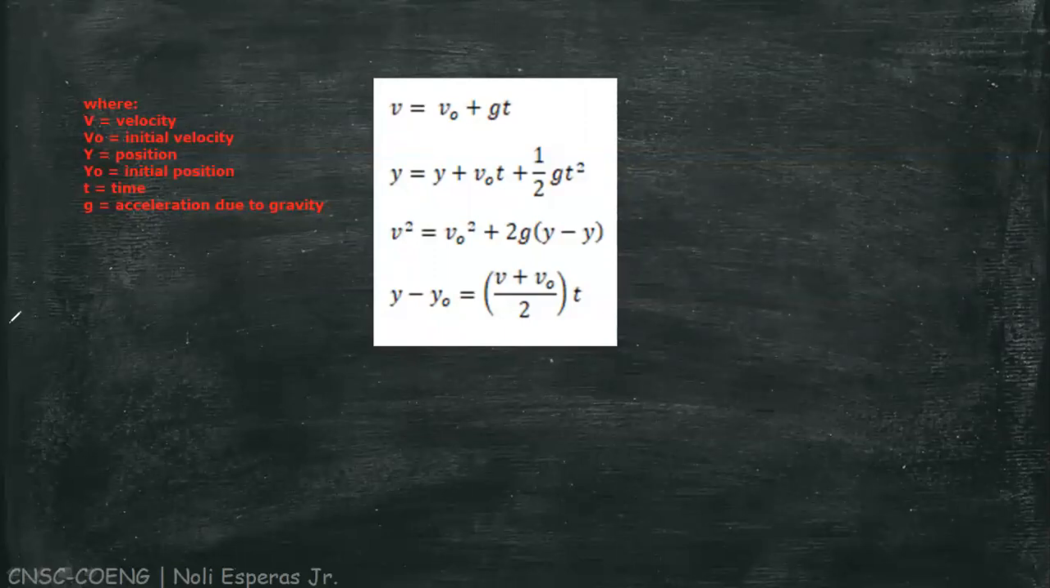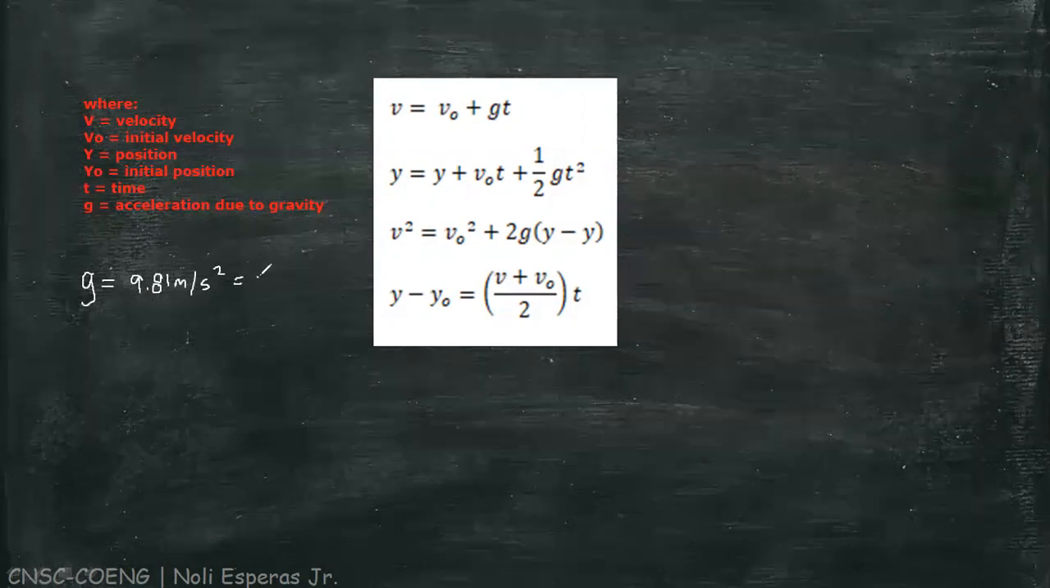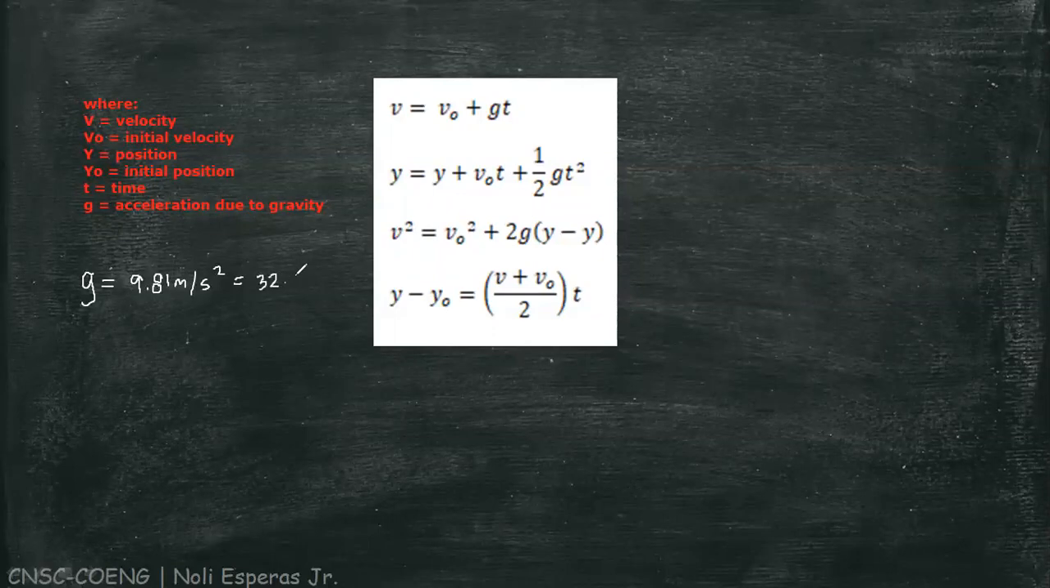It is also important to define the value of the acceleration. The value of the acceleration due to gravity on Earth's surface is approximately 9.81 meters per second squared, or 32.2 feet per second squared.